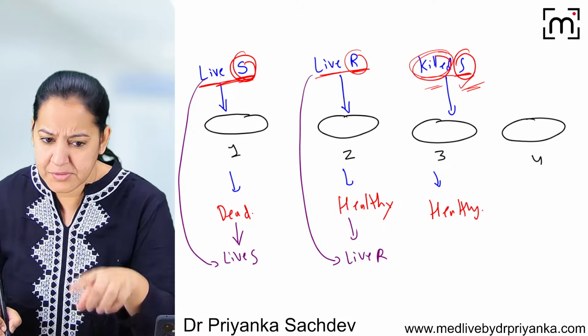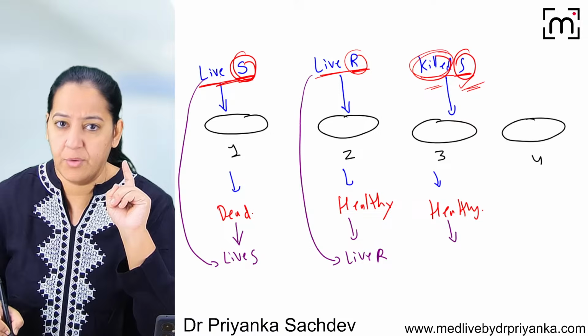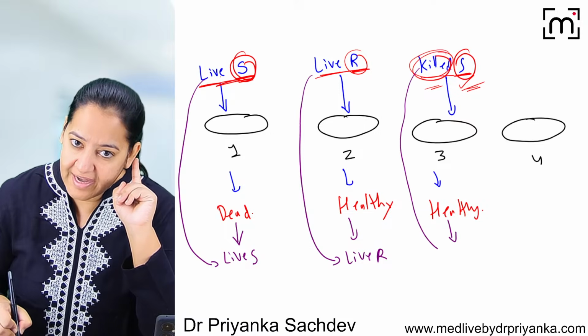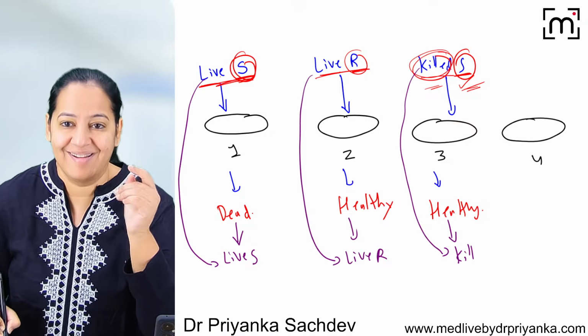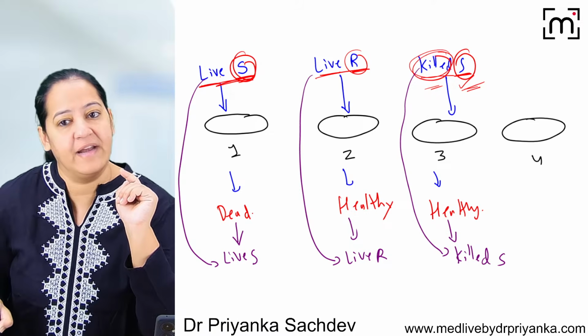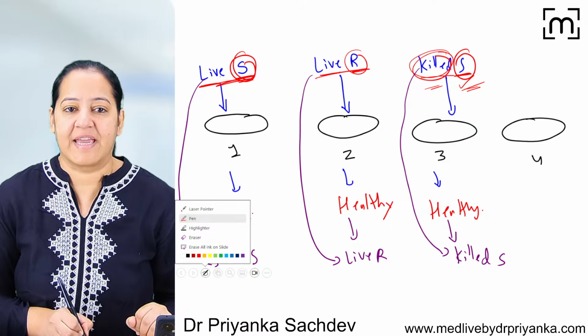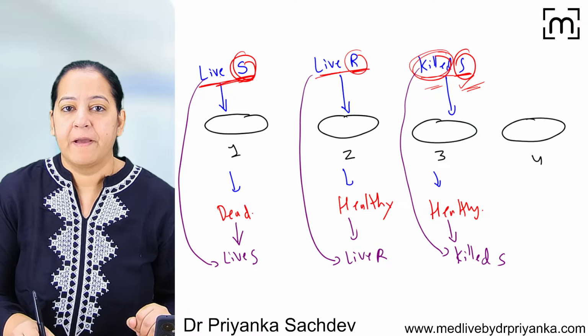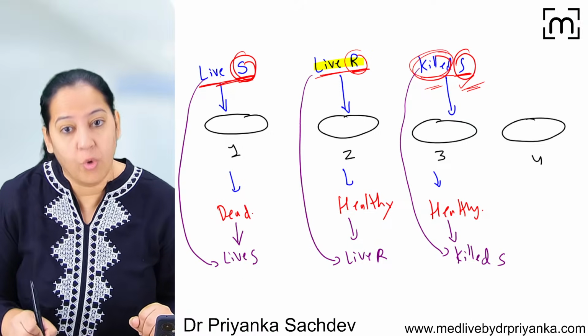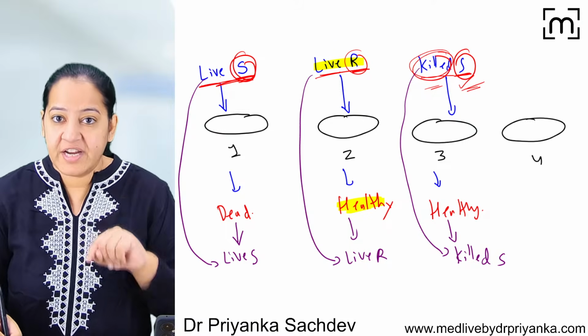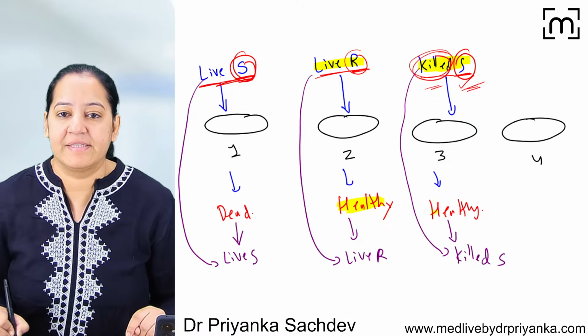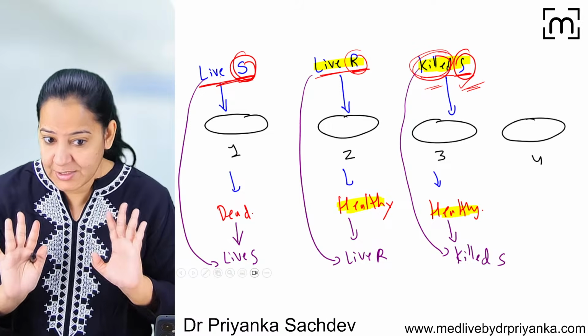You will say, okay, ma'am, we also understood this. Not very difficult. Whatever you have injected, you will get the same thing in the blood. Common sense. Killed S, you will get killed S only. See the second, see the third. See the result of the second. If you're injecting live R alone, the mice is healthy. If you're injecting killed S alone, the mice is healthy. I guess you understood it well.